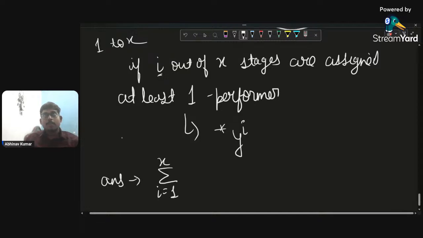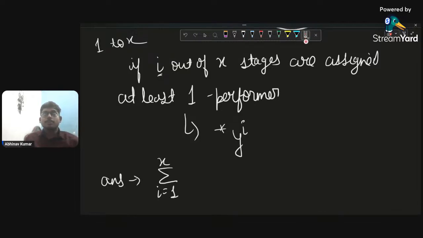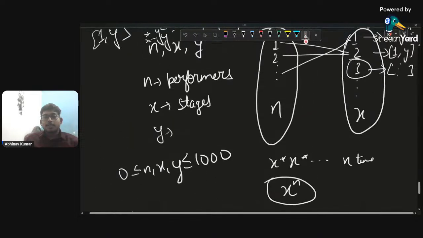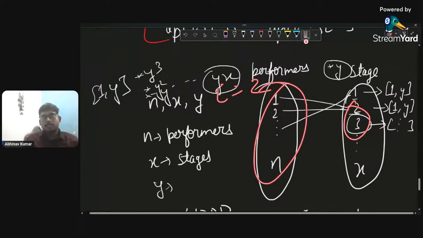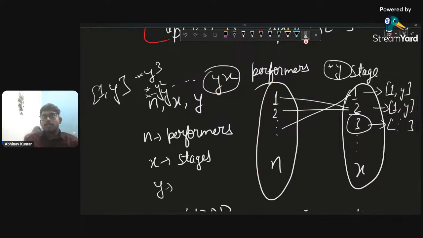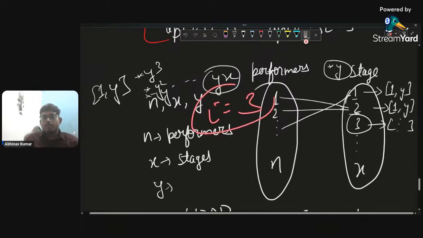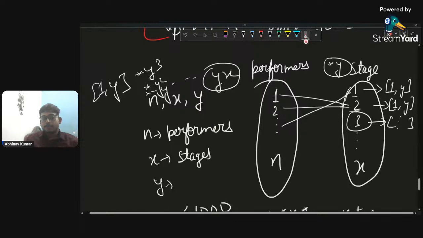Okay, so we have divided this problem into cases. First case is when I is 1, that means all the performers are assigned only one stage. Second case is I equal to 2. All the performers are assigned exactly two stages. It won't be less than 2 or more than 2. So exactly there would be two stages that would have more than zero performers. Rest all stages would have zero performers. I equal to 3 would mean there are exactly three stages among these x stages that are assigned some performers.